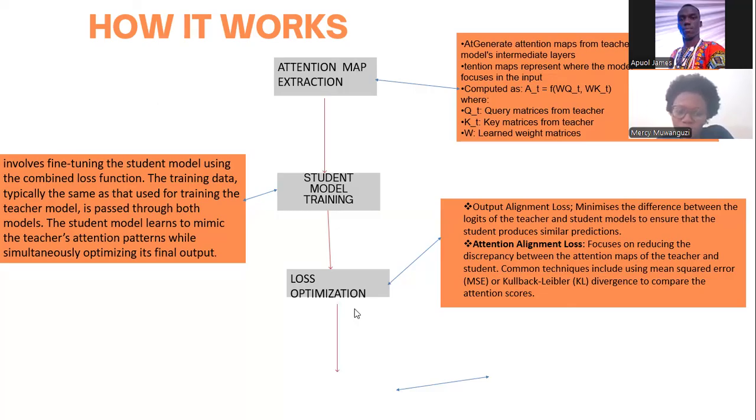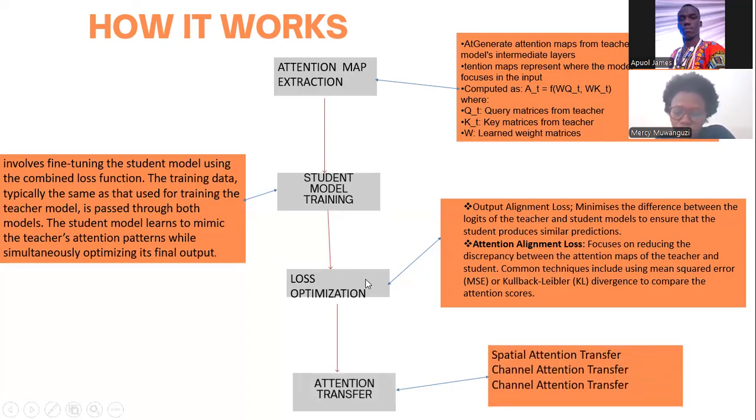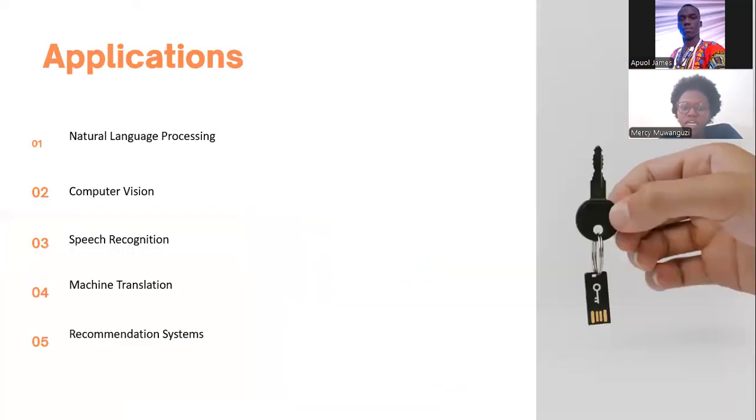Then after loss optimization, we have the next step, which is attention transfer. And there are different types of transfers. We have spatial attention transfer, channel attention transfer. Then moving on, where we apply the attention-based knowledge distillation, we have natural language processing, whereby the model is supposed to focus on only what is being said, and from that we are able to train models on the phone. Most times the traditional knowledge distillation techniques that are there cannot be compatible with mobile phones. But with attention-based in place, it can be used on phones.